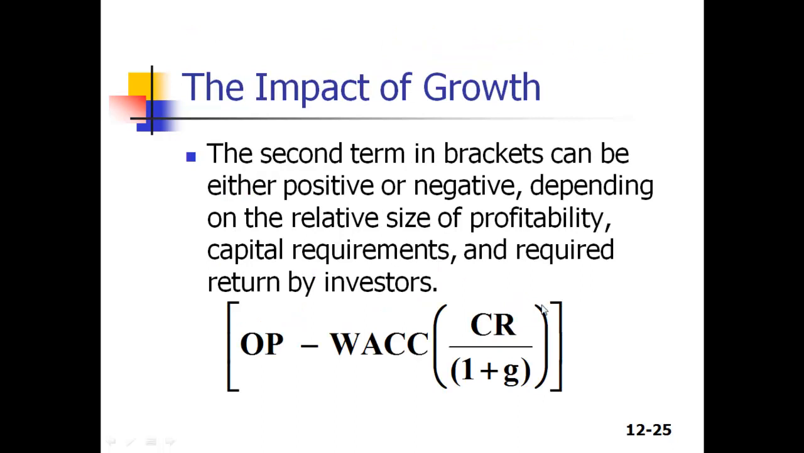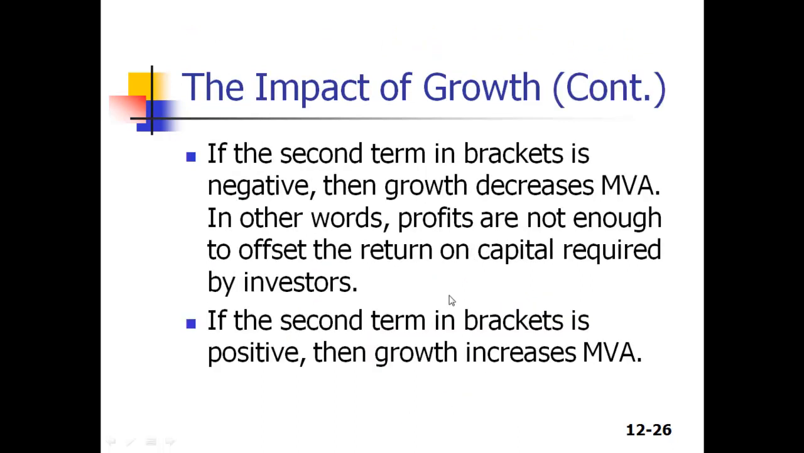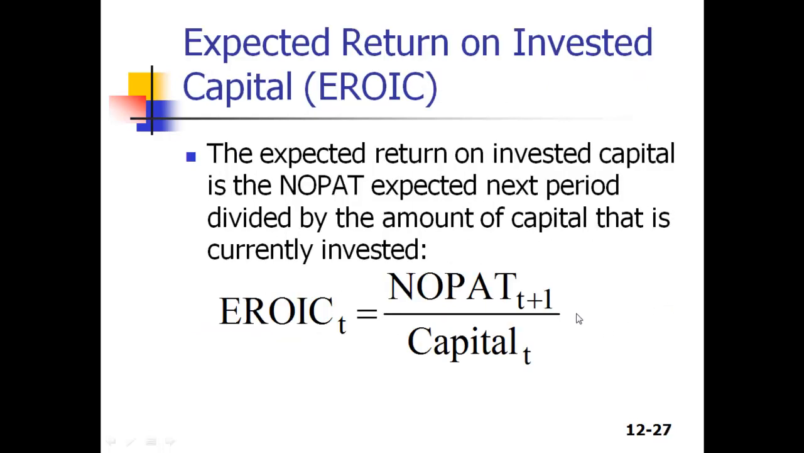So the second term can either be positive or negative that we've talked about. If the second term is negative, then growth decreases MVA. In other words, profits are not enough to offset the return on capital required by investors. Now I'm going to give you another expression and then we'll do an example.